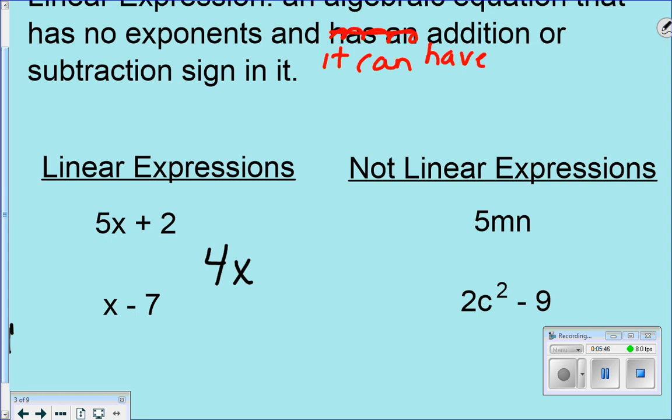So for today, I'm going to show you two ways to do this. I'm going to show you two ways to get an answer, and then you choose which way you like the best. Fair enough? Okay. Choose which way you like the best.